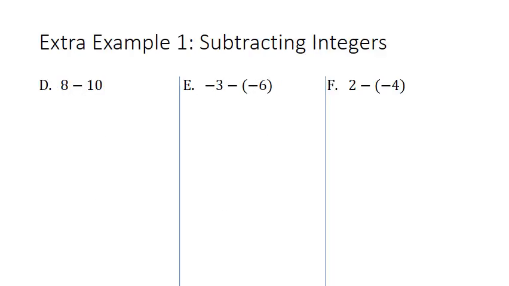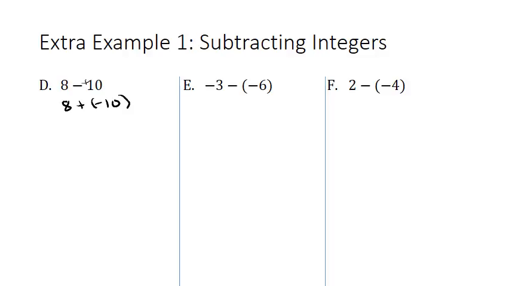Okay, so we're going to continue our example with subtracting integers. We now have 8 minus 10. So when we are looking at 8 minus 10, we can look at this as subtracting a positive 10. Okay, so if we want to subtract a positive number, that's the same as adding a negative number. So we have 8 plus negative 10. So I have 8 positives, I have 10 negatives. I can think about those as different groups and they're going to cancel each other out.